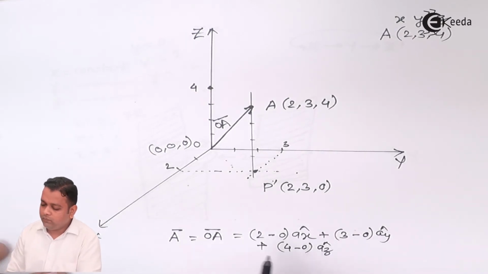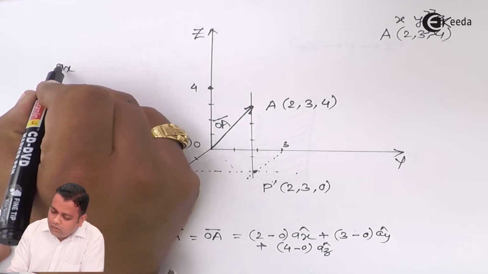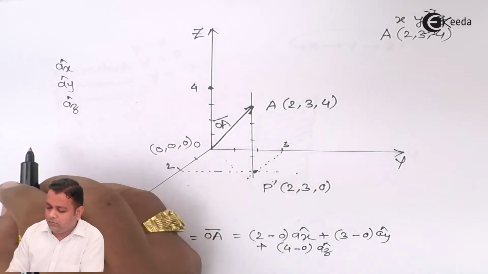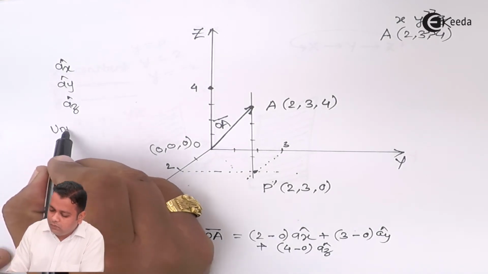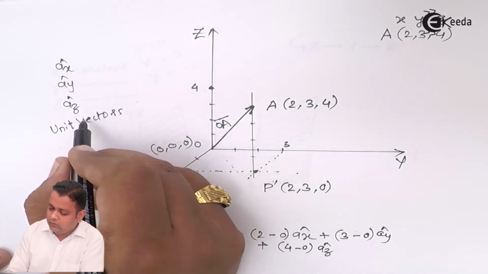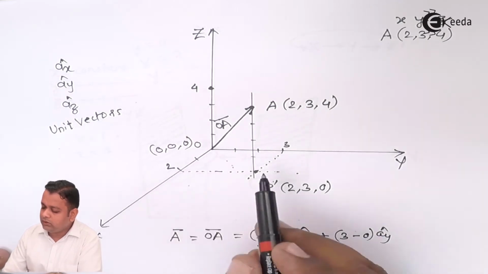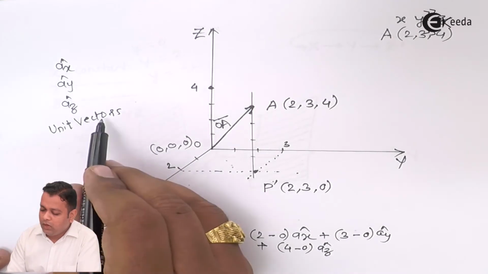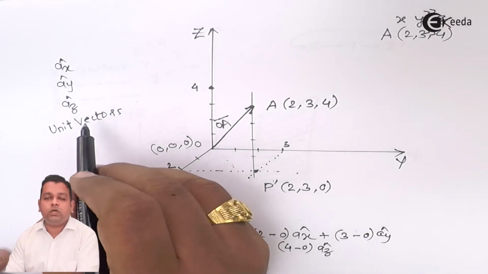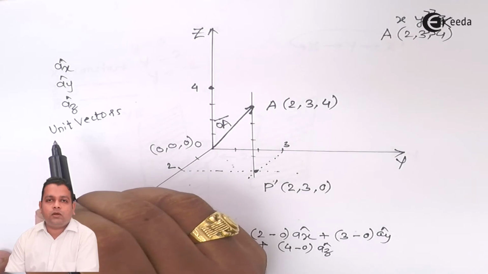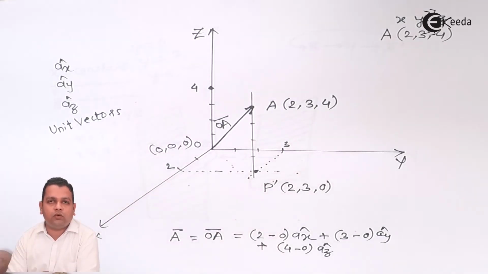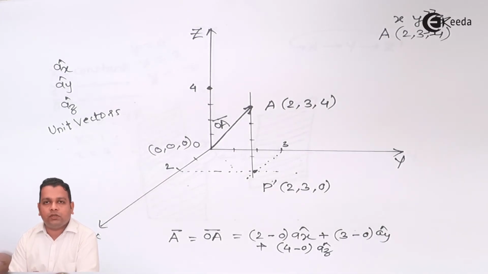Now what are these ax cap, ay cap and az cap? These are called unit vectors along capital X, capital Y and capital Z directions. Unit vectors, the word unit vector means the vector has unity magnitude. Unity magnitude means magnitude equal to 1. So it represents only the direction of the vector.